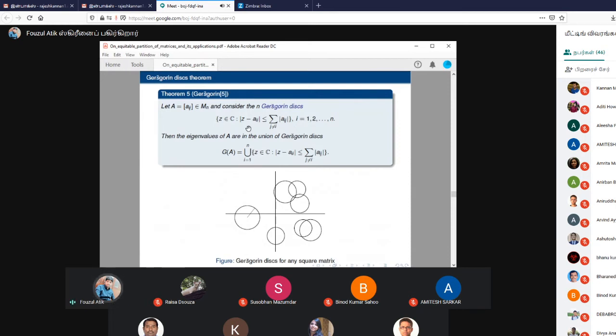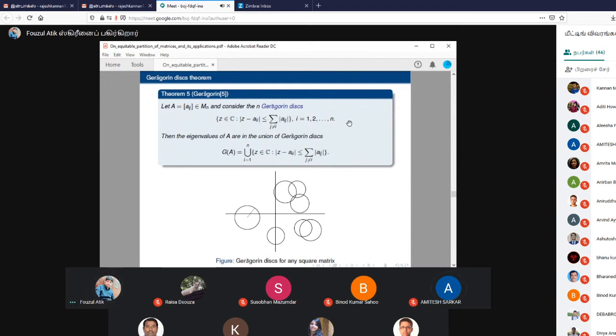Taking aii as the center, and taking the modulus sum of all the other entries of the row, that is, except aii, as the radius, for the ith row we can construct a disk with center at aii and the modulus sum of the other entries as radius. We can construct a Gershgorin disk corresponding to the ith row. Then for each row we can have one disk. So for an n by n square matrix we can have n Gershgorin disks. So we defined it in this way.